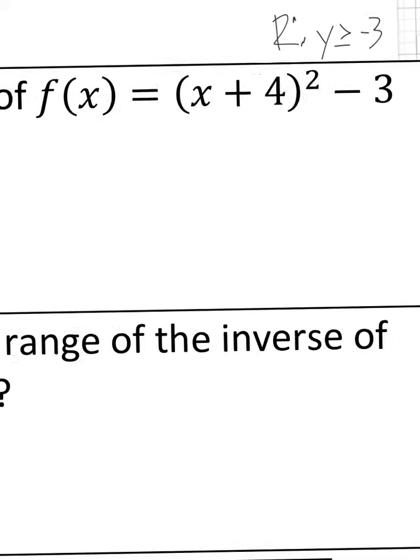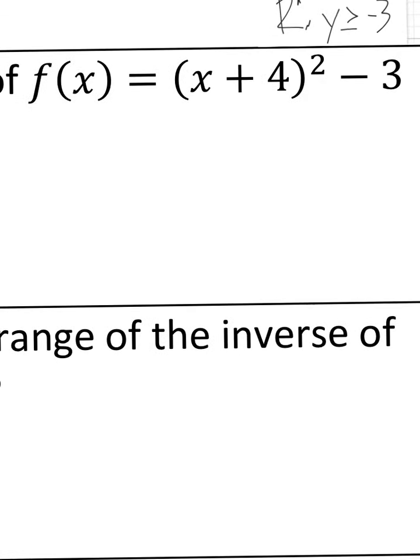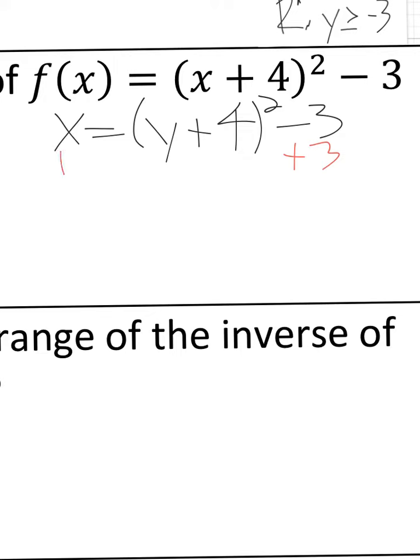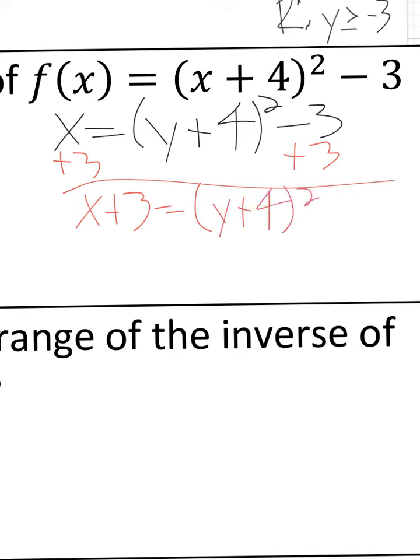So if you're going to calculate the inverse, you're going to flip the x and the y and solve for y again. So I'm going to write x equals y plus 4 squared minus 3. And so I'm going to have to add 3 to the other side. All right, and so I have x plus 3 equals y plus 4 squared. And then I got to get rid of that square, so I'm going to square root both sides. Okay? So remember, when you square root, you're left with plus or minus on the other side.